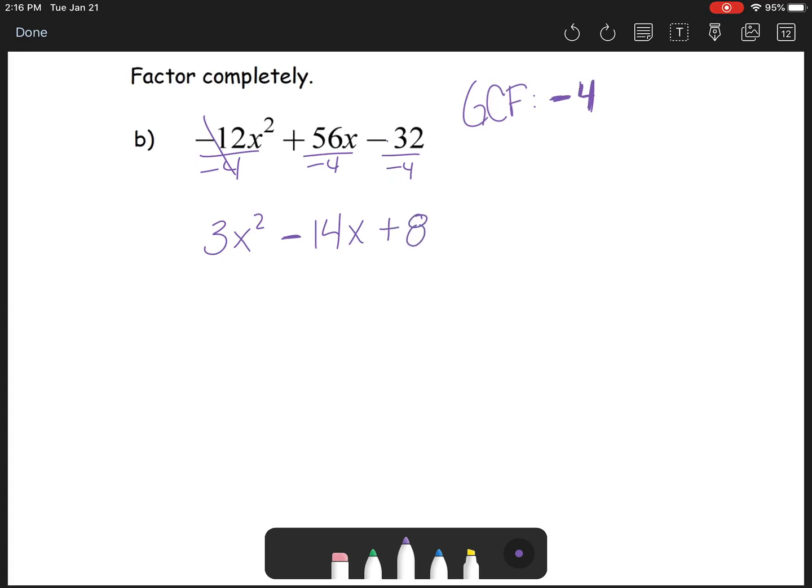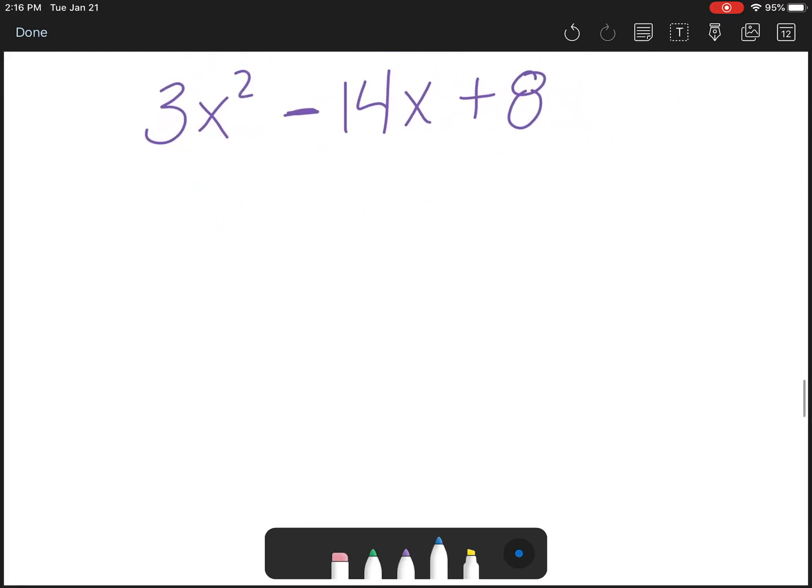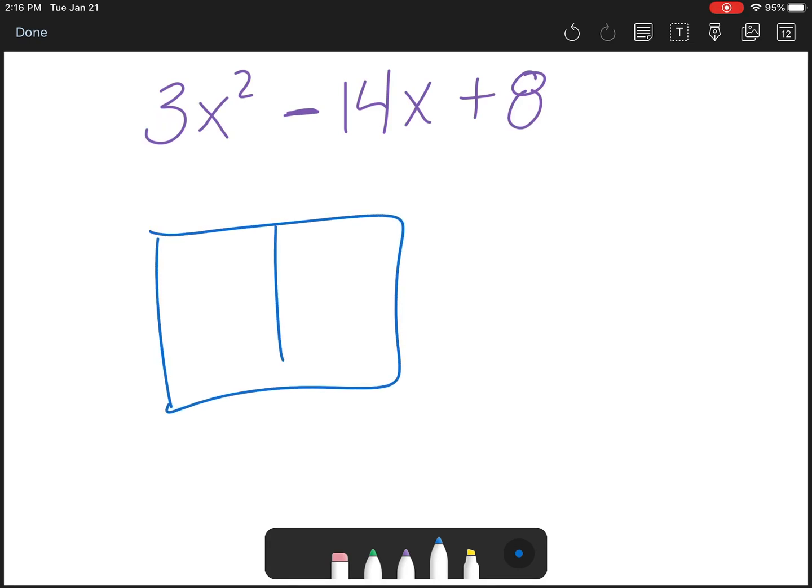-32 divided by -4 would be a +8. So looking at 3x squared minus 14x plus 8, we have a positive leading coefficient, or +3, so that looks good. We still can't factor a variable out. And looking at 3, 14, and 8, nothing goes into those three numbers, so we can't factor anything else out. So we have our greatest common factor, which means we are ready to use our box method.